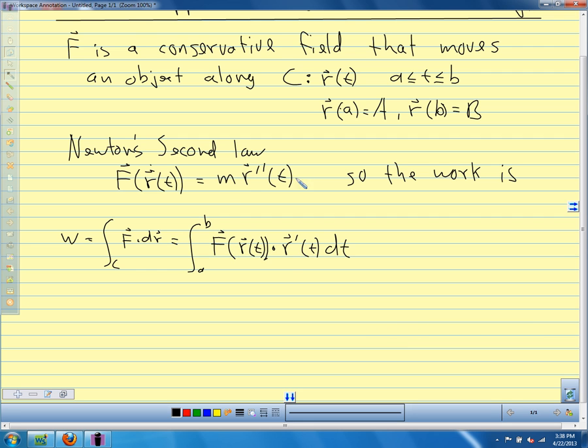And F of r of t is m r double prime of t. So our work equals the integral from a to b of m r double prime of t dot r prime of t dt. Now, this quantity r double prime of t dot r prime of t.